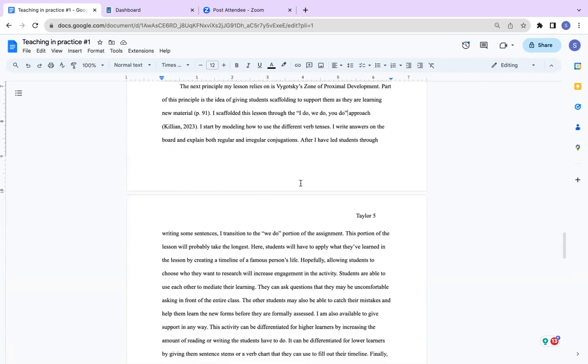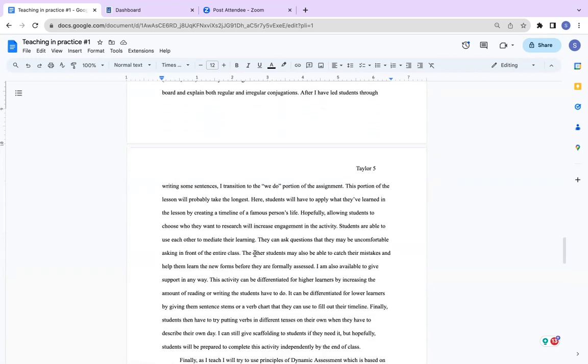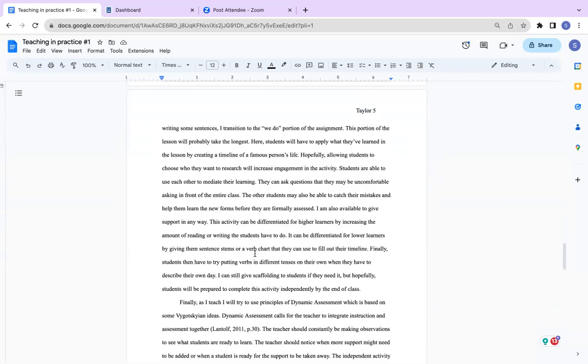So starting with modeling, having students work together with me being available to help with whatever they need to help them successfully complete the project. And then lastly, they do have an independent, can I do this by myself kind of activity.